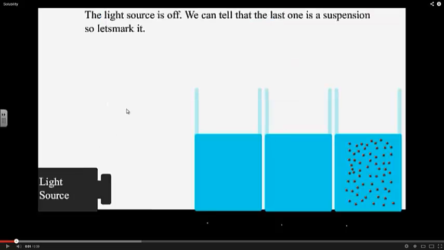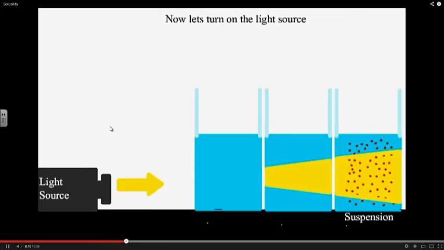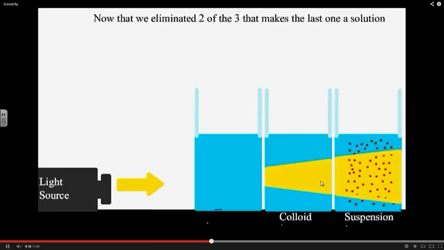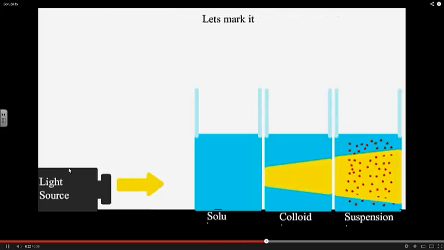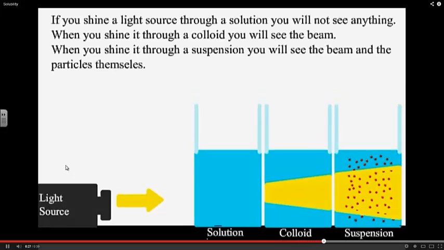When a light source is off, we can tell that the last one is a suspension because you can actually see the particles in it. Now when we turn the light source on, we can see that the second one is a colloid. And the reason being because you can actually see the beam of light in the beaker as the light passes through it. If you shine a light source through a solution, you will not see anything.